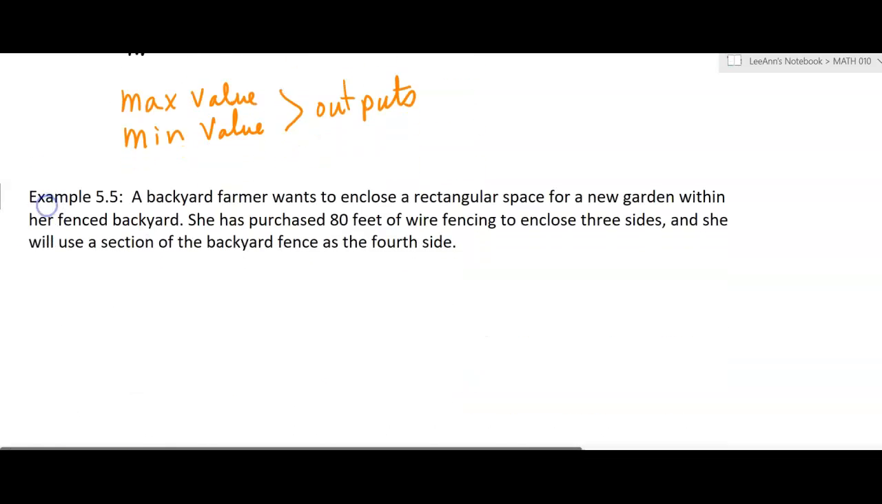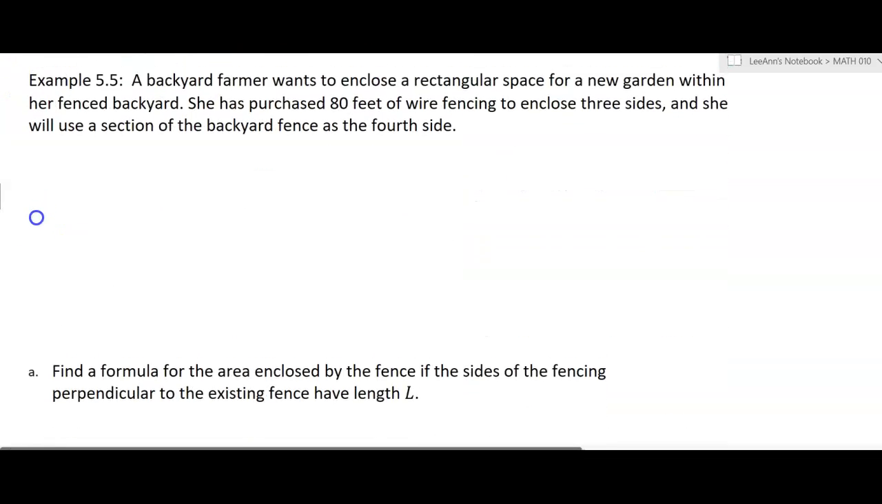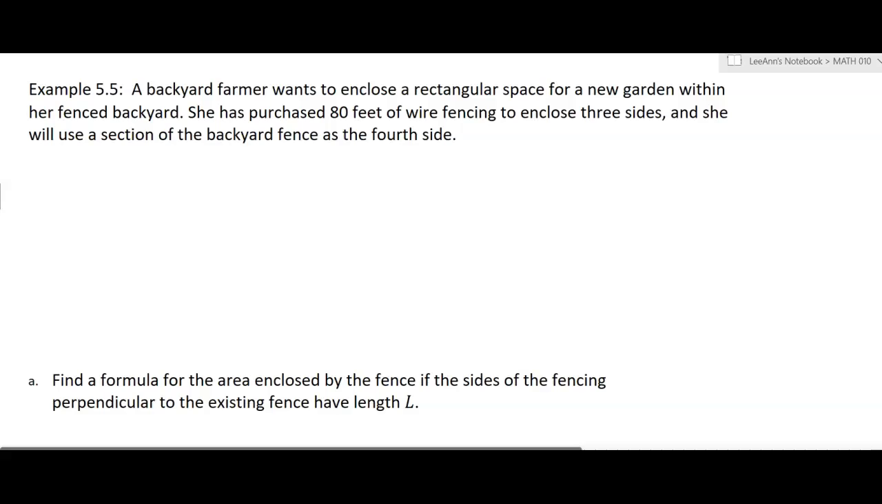So we're going to do an example. A backyard farmer wants to enclose a rectangular space for a new garden within her fenced backyard. She has purchased 80 feet of wire fencing to enclose 3 sides, and she will use a section of the backyard fence as the 4th side. Okay, so here's the backyard fence, and she's going to build a rectangle with her 80 feet of fencing for her garden, okay?